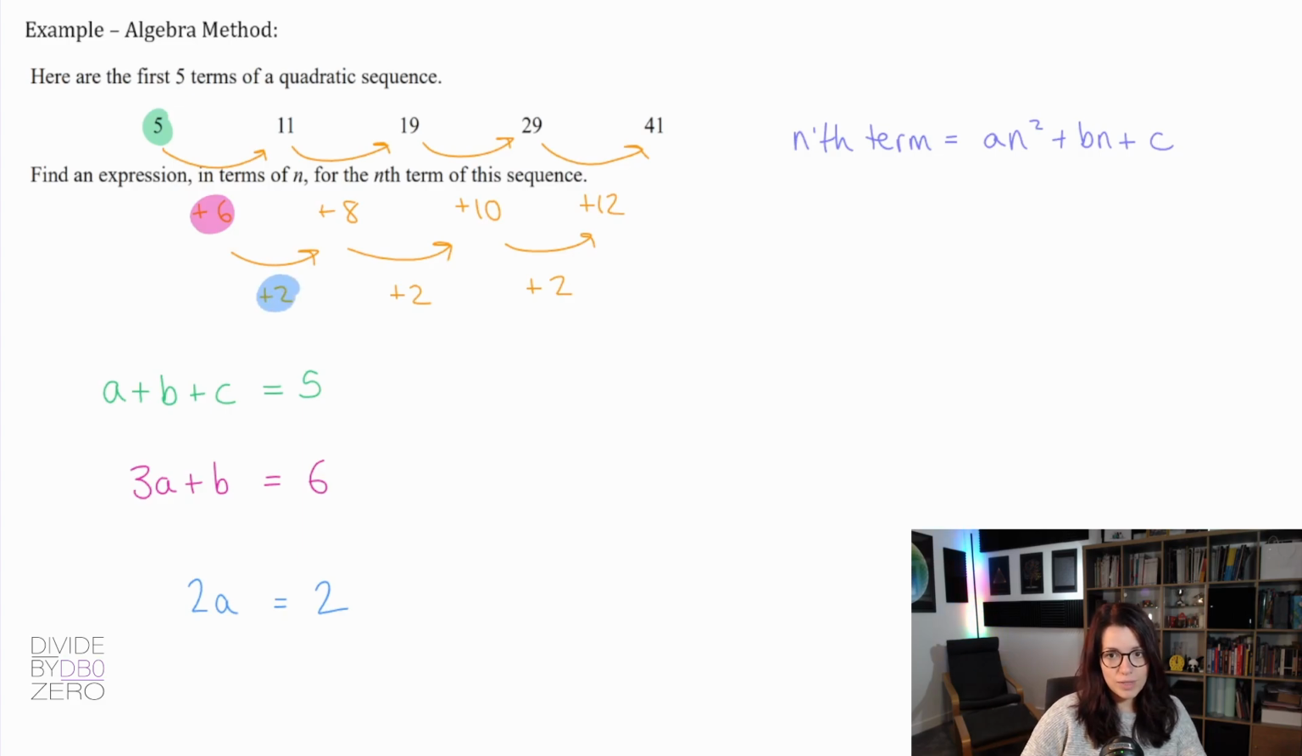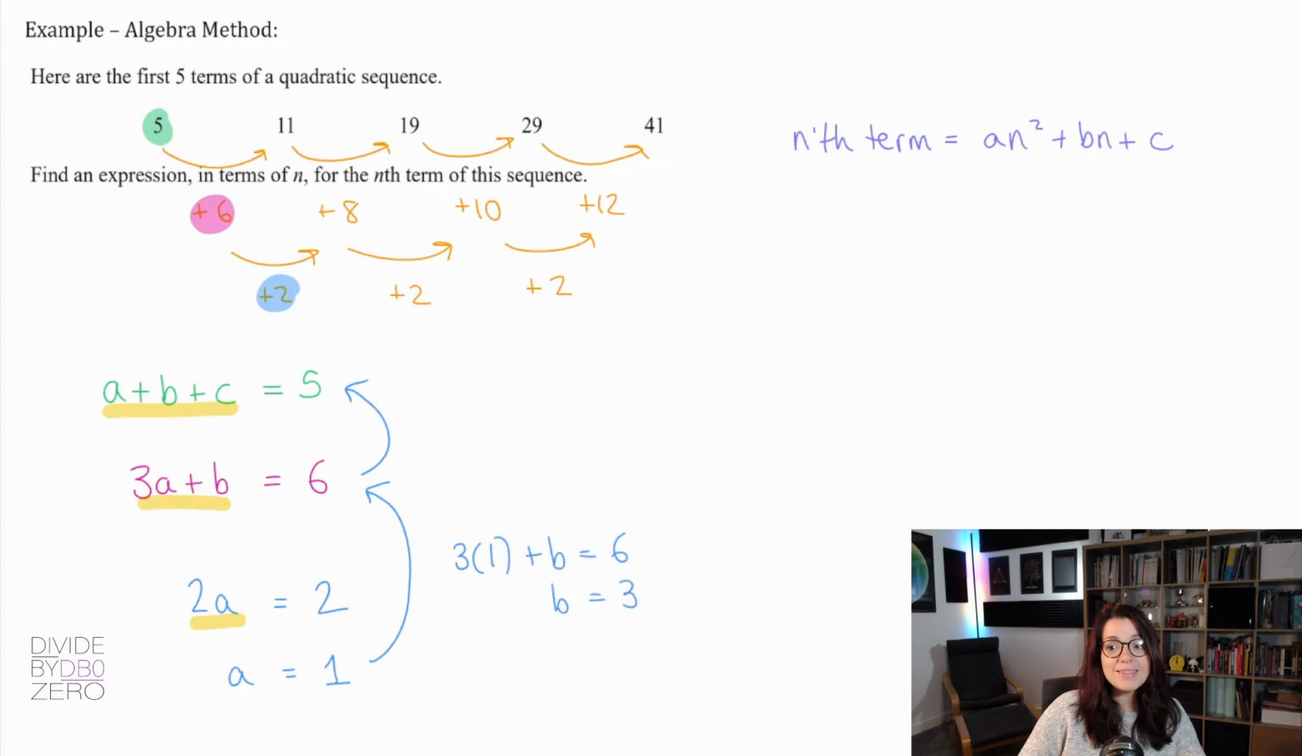Now, a word of warning here, you do have to remember these equations and what you set them equal to. Once you've got that, it's just a case of solving each of those equations, starting with the bottom one. So 2a equals 2 means a is 1. And then you work backwards to work out b and then finally c. So if we start by putting a into 3a plus b is 6, we'll have 3 times 1 plus b is 6, which means b is 3.